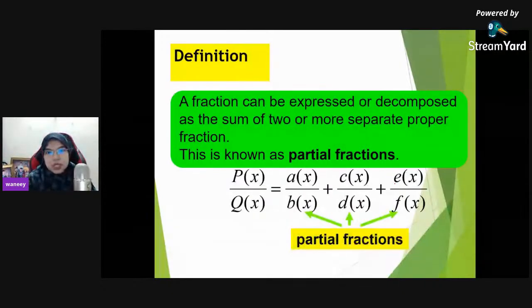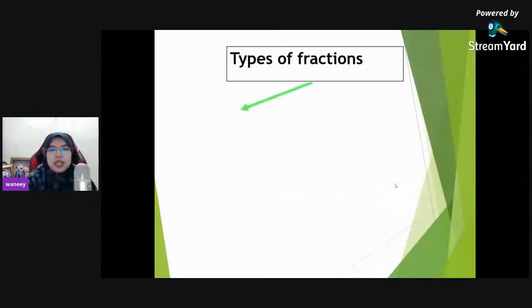So those are known as the partial fraction. We start with a single fraction on the left hand side, and then we want to separate it into a sum of two or more fractions. Okay, so let us talk about the types of fraction.